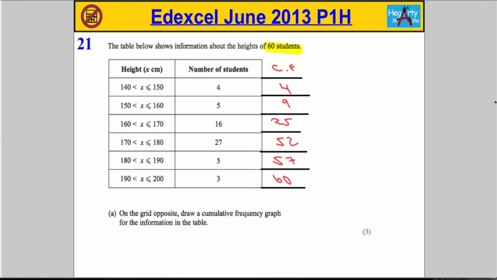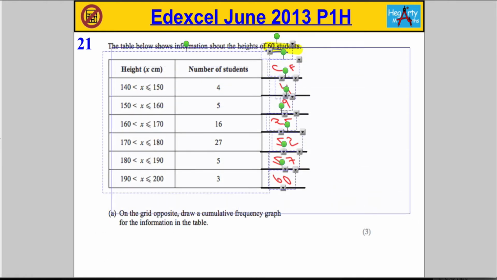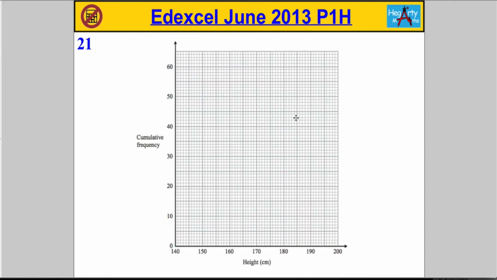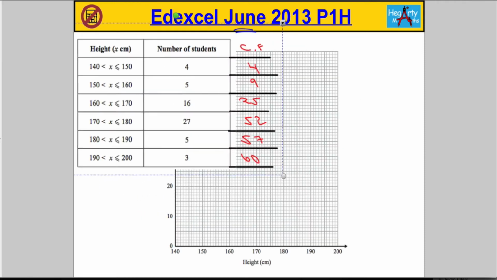And I'm fairly certain I've done it correctly, because it matches the total number of students in the first place. The final number is 60. We had 60 students. So the next thing we've got to do is start plotting this information. Now, I'm going to use the magic of my computer here to copy this over, just so we can read off a little bit quicker.